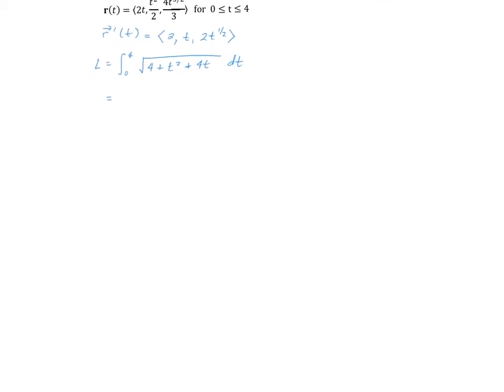Oftentimes when we're computing arc length, we end up with something under the square root that we can't really figure out by hand, so we need to use a calculator. However, this particular problem, I don't have that issue, because the factored form of what's underneath the square root is t plus 2 quantity squared. So you notice the square root and the square cancel. And this is simply the integral from 0 to 4 of t plus 2 dt.